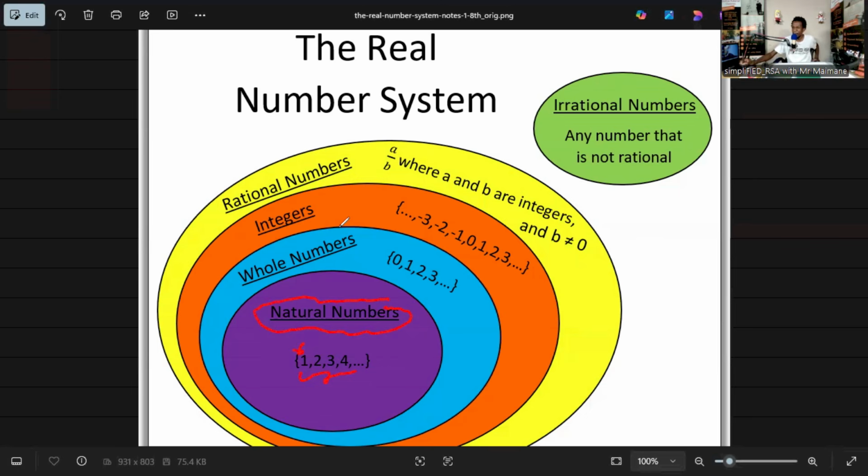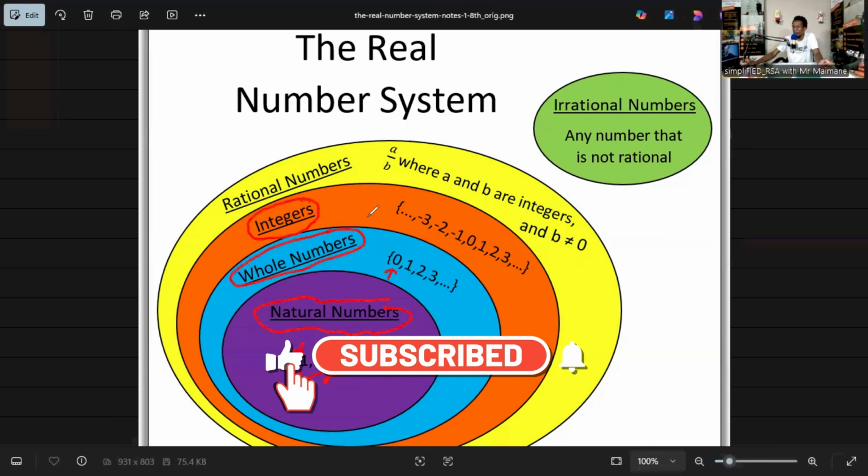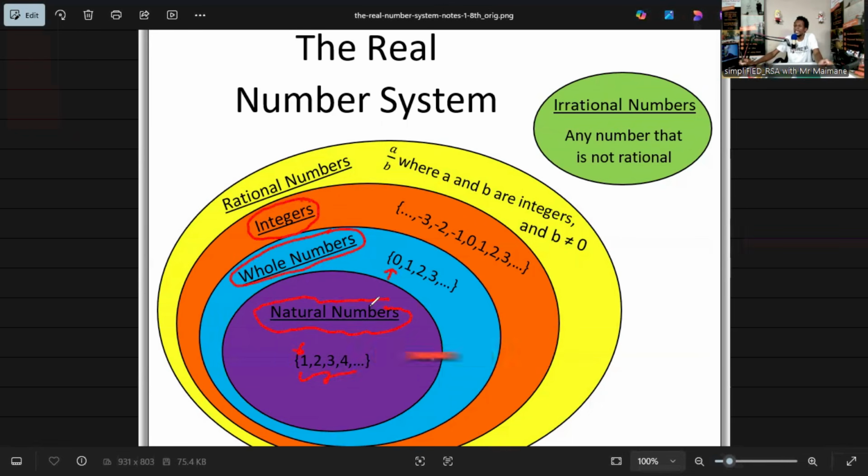But when you look at a whole number, it's more like natural numbers with a 0 added on. So whole numbers are natural numbers including a 0. And then now we have integers. Integers are like a perfect number line, whereby we're including natural numbers, whole numbers, and also negative values, you see.